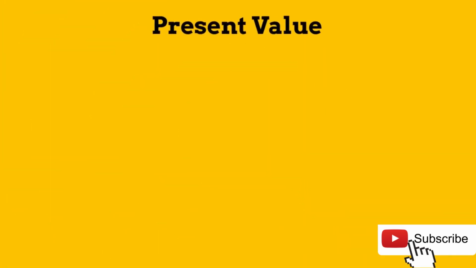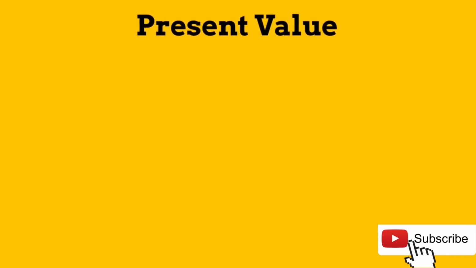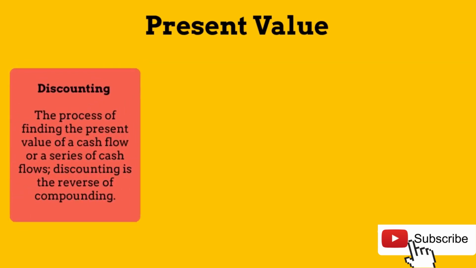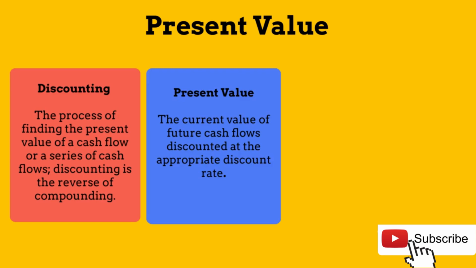So far we have said much about the future value. Now it is time to discuss the concept of present value. But before saying something about it, we need to understand the concept of discounting. Discounting is the process of finding the present value of a cash flow or a series of cash flows. Discounting is the reverse of compounding. So what is present value? The current value of future cash flows discounted at the appropriate discount rate.